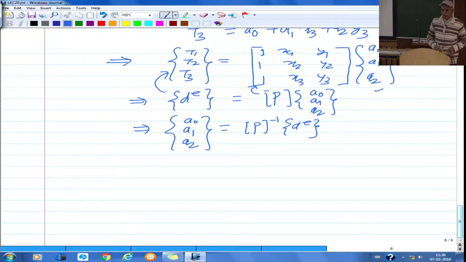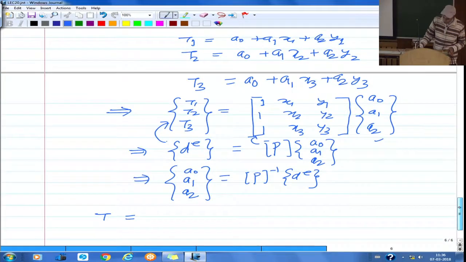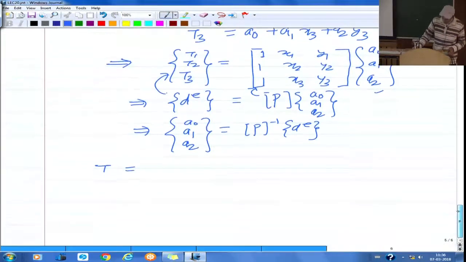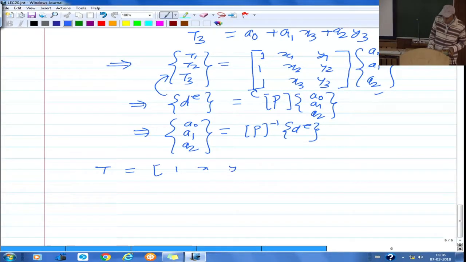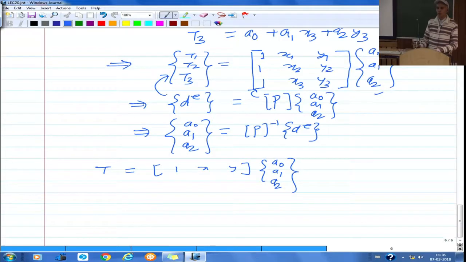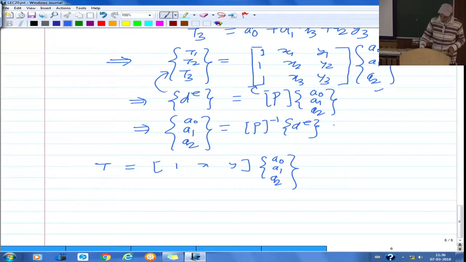Now once you have this, finally we want to write the approximation for T in terms of actually D^e. So I can then write T, what we have assumed here, in terms of 1 x y, and then here A0, A1 and A2, isn't it? It's the same thing, A0 plus A1 x plus A2 y, and from this equation we have got A0, A1, A2 in terms of P inverse and D^e. So I can say that this is 1 x y, then here I have P inverse, and then here I have D^e.